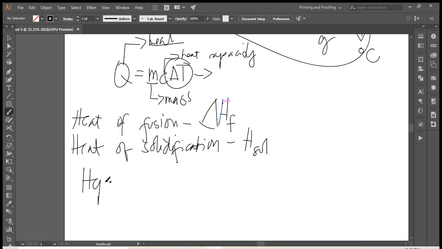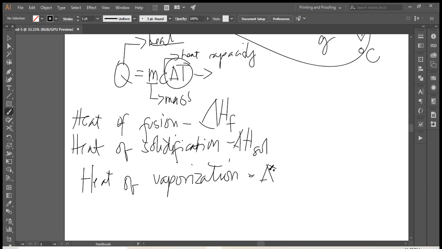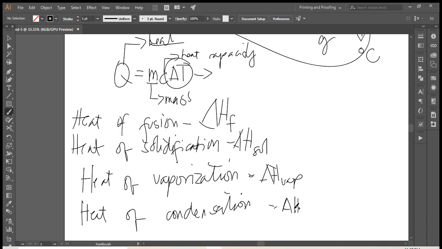And then we have the heat of vaporization. Of course, this is from liquid to gas. So for heat of vaporization, the state change is from liquid to gas. This is the change of heat of vaporization, and that's the symbol. Of course, the opposite of heat of vaporization is the heat of condensation, wherein it goes from gas to liquid. So, change of H condensation. The formula is still the same.